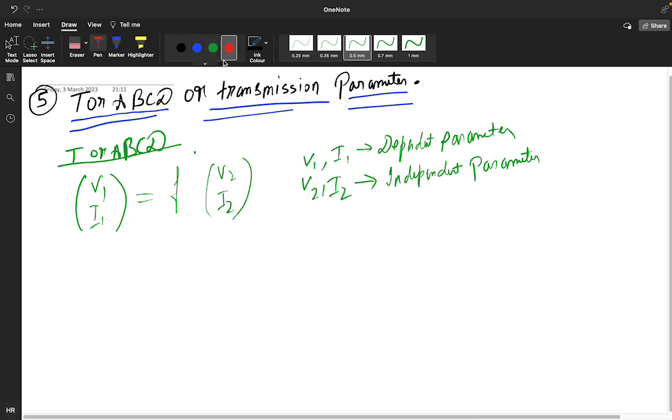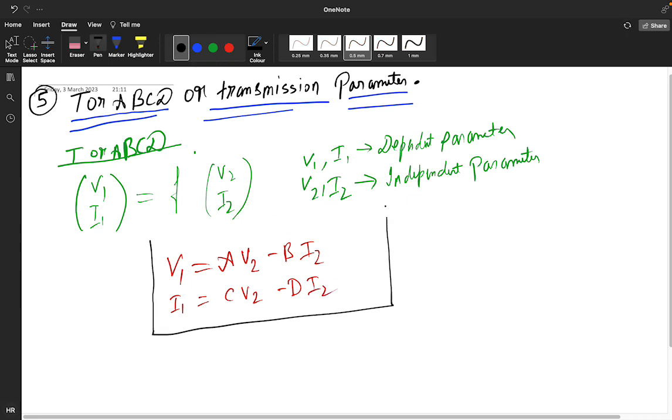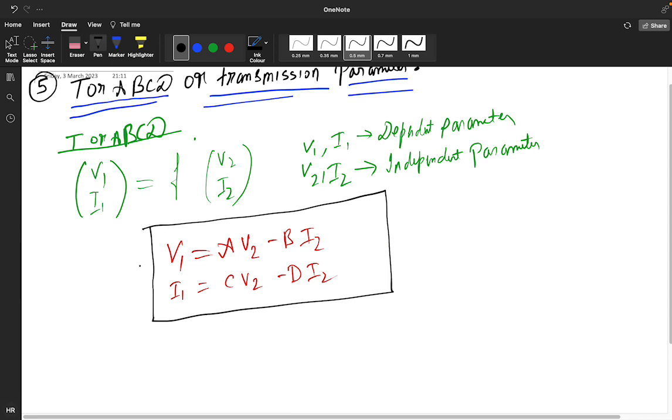What I mean to say is, this V1 equation can be written as A V2 minus B I2. I1 can be written as C V2 minus D I2. This is the equation of a transmission parameter.